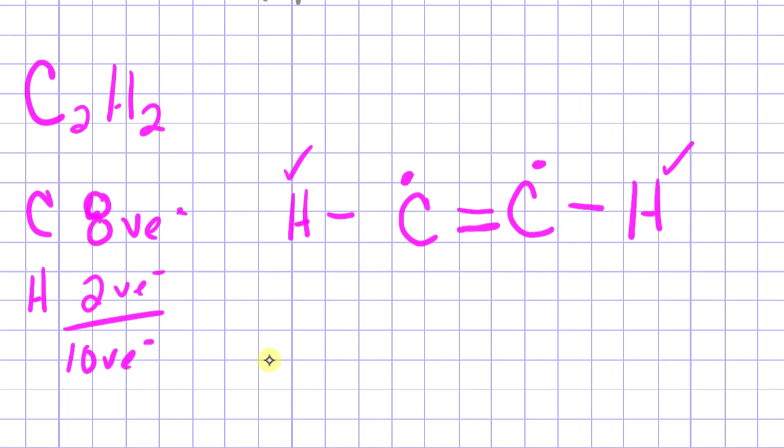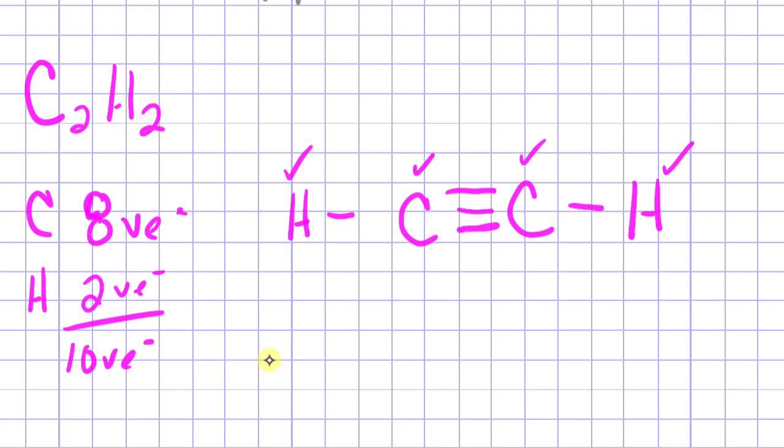This carbon has 2, 4, 6, 7. So it's still not complete, but they both still have an electron that can contribute to a bond. So that's exactly what's going to happen. And now I have 2, 4, 6, 8. And then this one has 2, 4, 6, 8. My carbons check, and they're good.